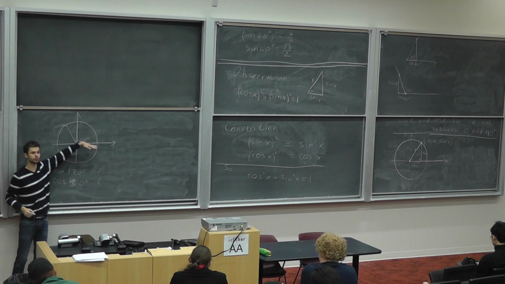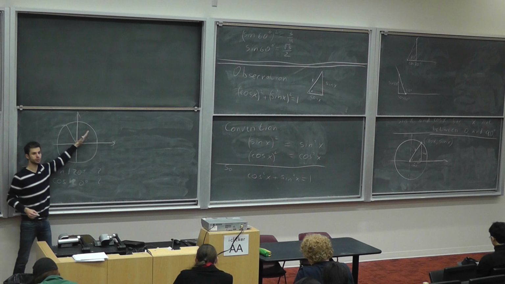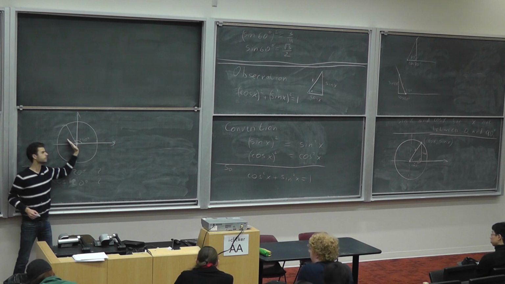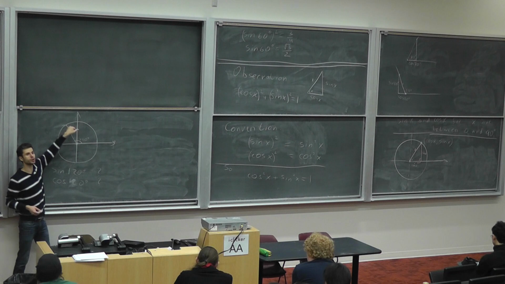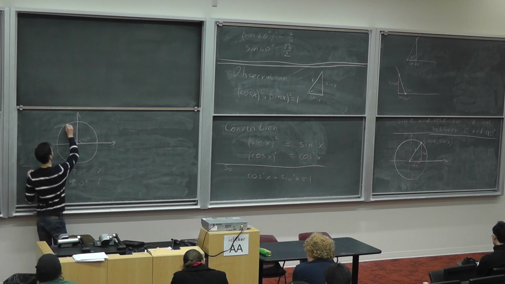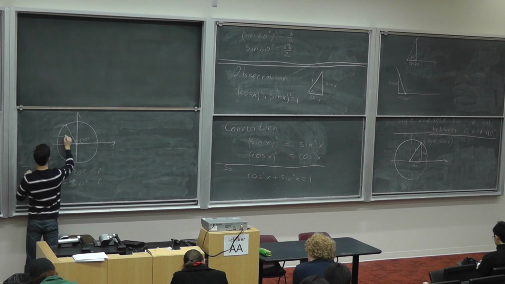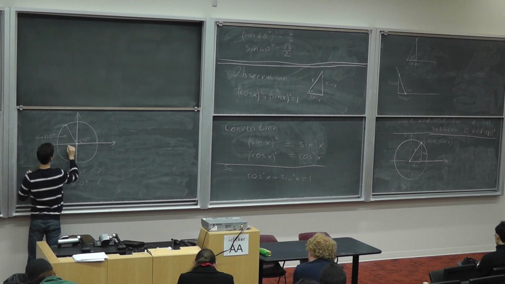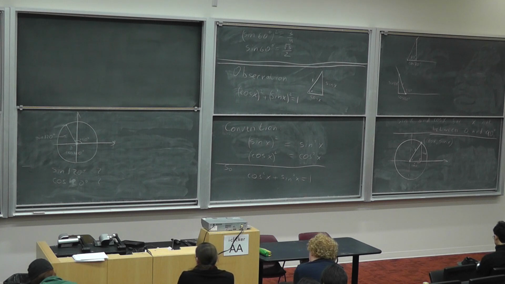And I go like this. I go from the horizontal direction, from the direction of the x-axis, to 120 degrees counterclockwise. Now, cosine and sine are just the x-coordinate and y-coordinate of this point. So the y-coordinate of this point is going to be sine of 120 degrees. The x-coordinate of this point is going to be cosine of 120 degrees. What are they?